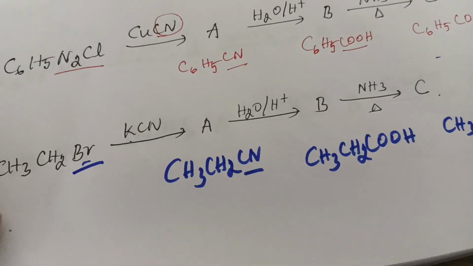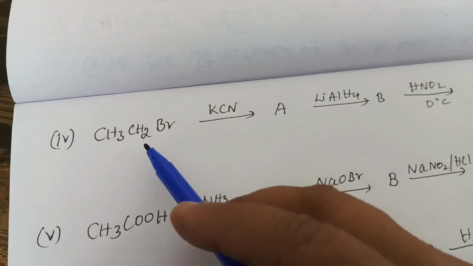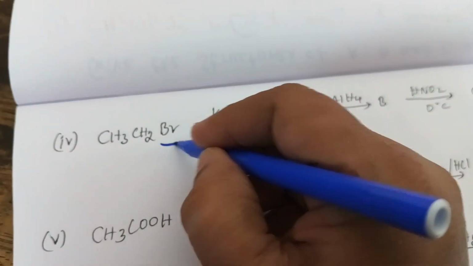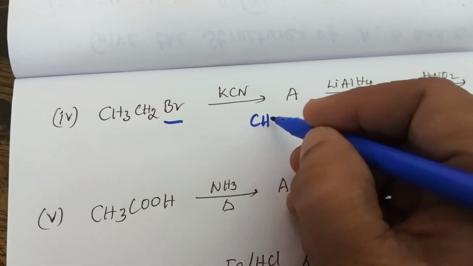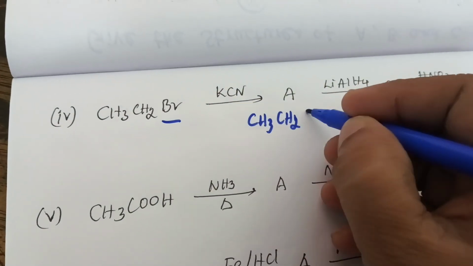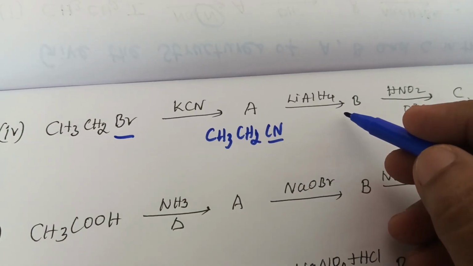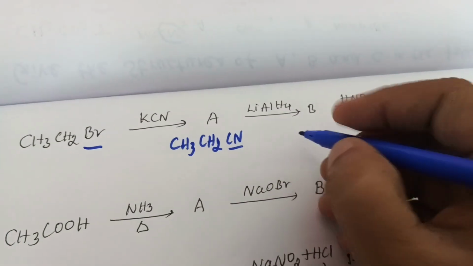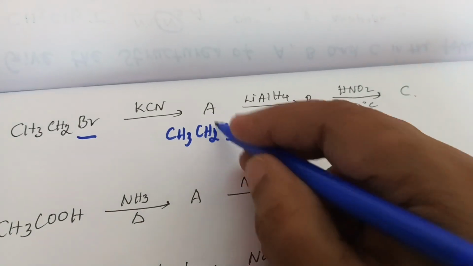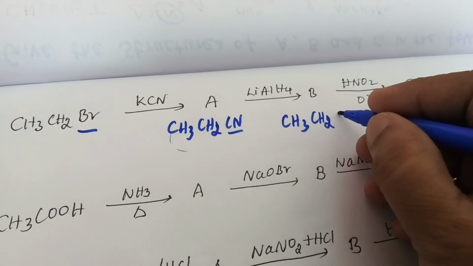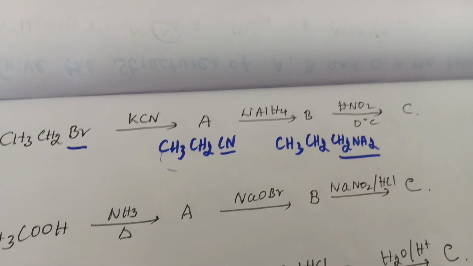Okay, the next question now. Fourth one, CH3CH2Br. So again alkyl halide in the presence of KCN. You are able to tell the answer, children? Yes, it is CH3CH2CN. So now cyanide, but here lithium aluminum hydride is there. That is a reducing agent. So cyanide is reduced to amine. CH3CH2, already that alkyl group, the R group. Then that cyanide is converted to amine, CH3CH2CH2NH2.